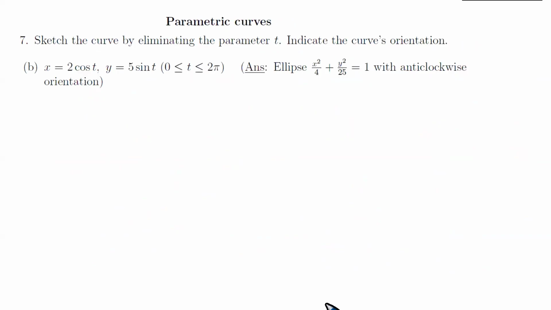Sketch the curve by eliminating the parameter t, and indicate the curve's orientation. So you have x equals 2 cosine t, y equals 5 sine t. Once again, it's a very easy topic, so you don't need a lot of background.